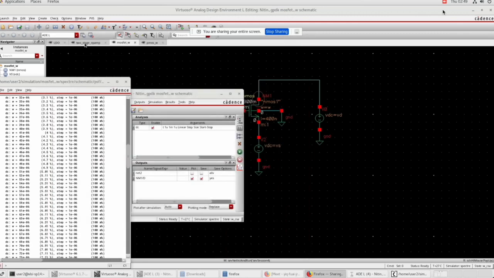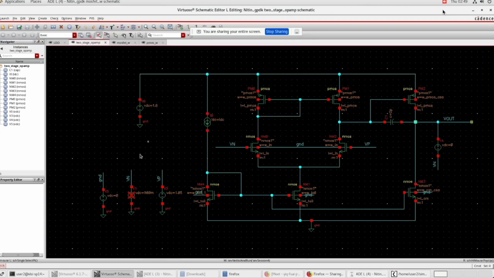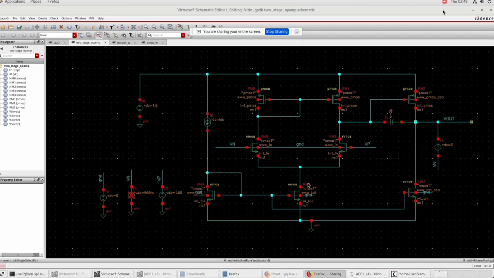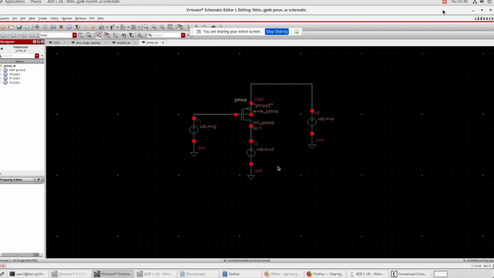So now all the NMOS W's are fixed. Now let us look at the PMOSes. For the PMOS, this is the circuit I used to find out the W. Now let us launch the ADE L.